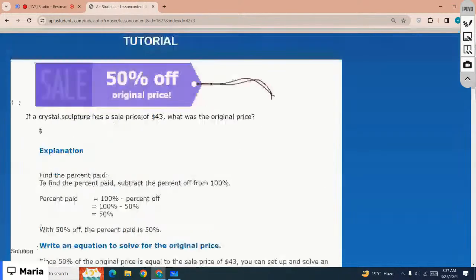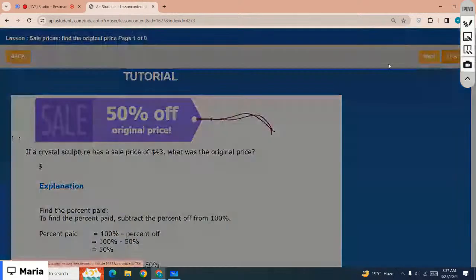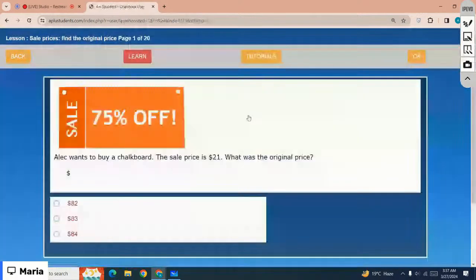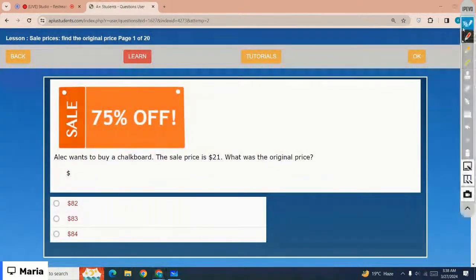Let's start with the test questions. Alice wants to buy a chalkboard. The sale price is $21. What was the original price? You are given the sale price, that is 21, and it is on 75% off.